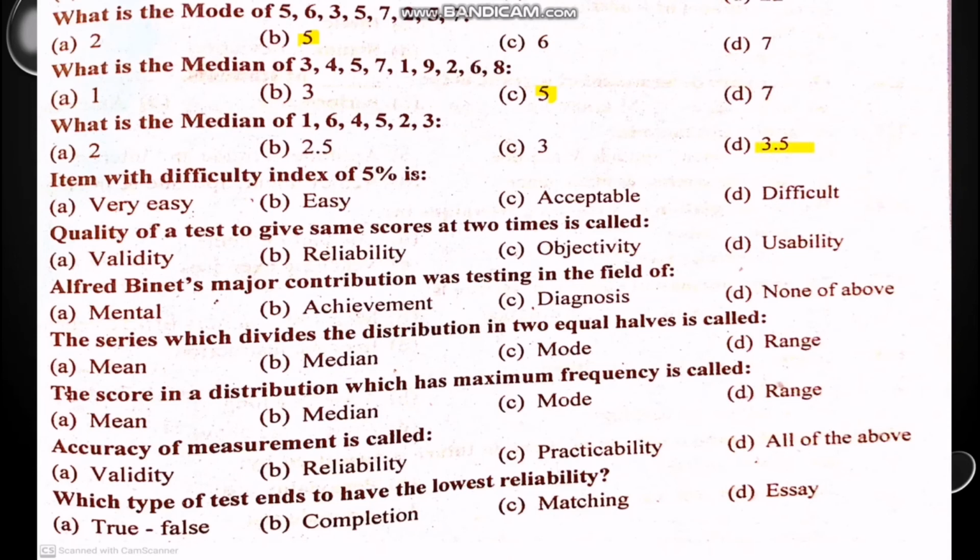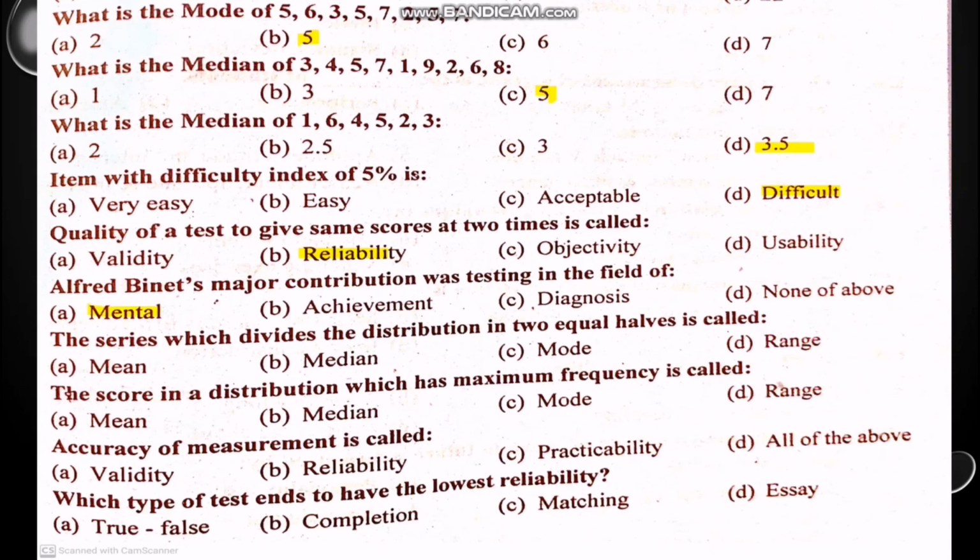Item with difficulty index of 5% is very easy, acceptable, difficult. So the right option is difficult. Quality of a test to give same scores at two times is called validity, reliability, objectivity, usability. So the right option is reliability. Alfred Binet's major contribution was testing in the field of mental, achievement, diagnostic, none of above. So the right option is mental.